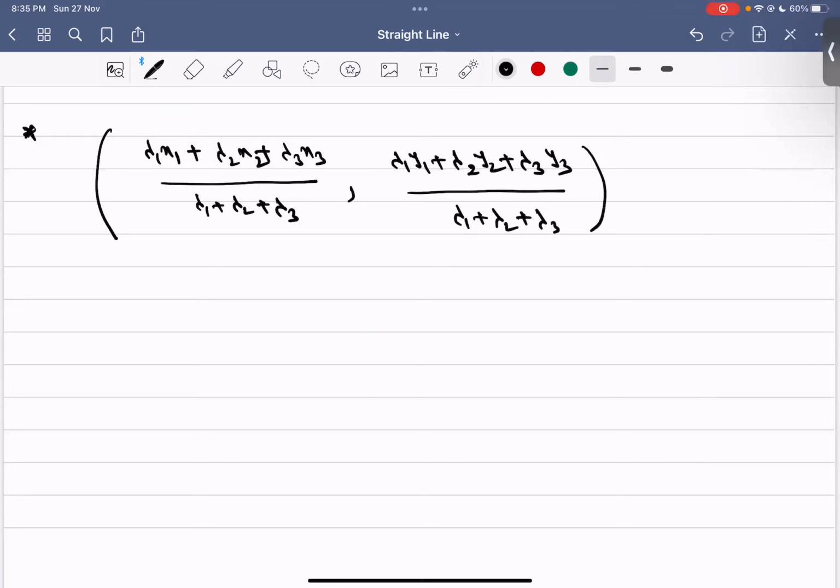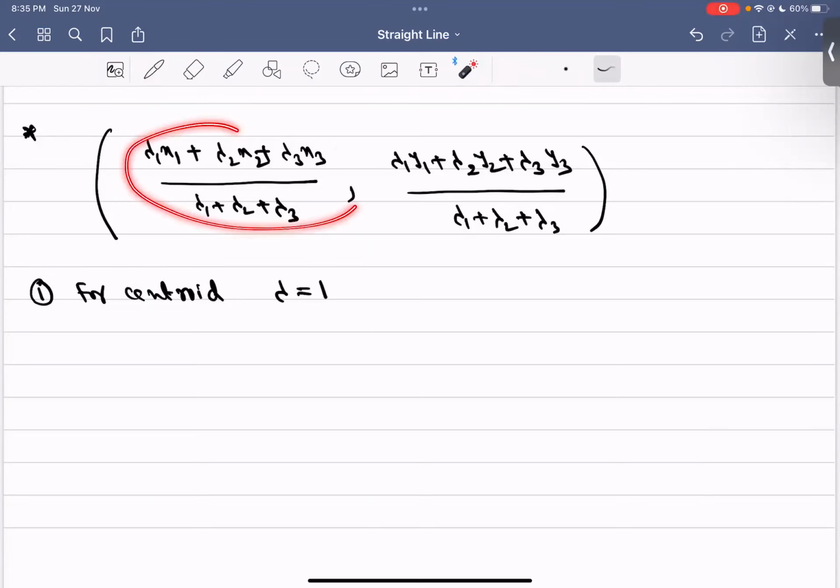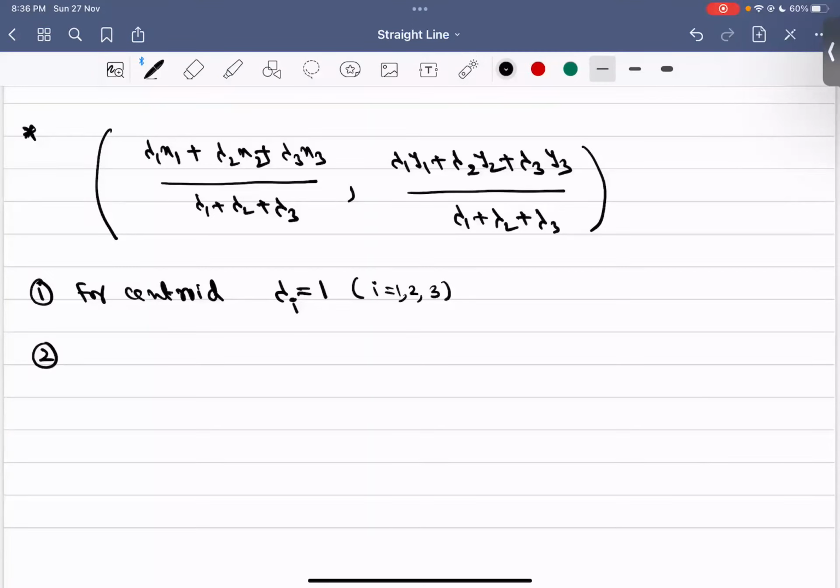So here, for the centroid, lambda is equal to what? 1. If you put lambda equal to 1 in this one, you will get the centroid formula. Lambda 1, lambda 2, lambda 3, all equal to 1. Otherwise, you will write like this: lambda i is equal to 1, where i is equal to 1, 2, 3. So just memorize like this: lambda is equal to 1, then you will get the centroid formula.